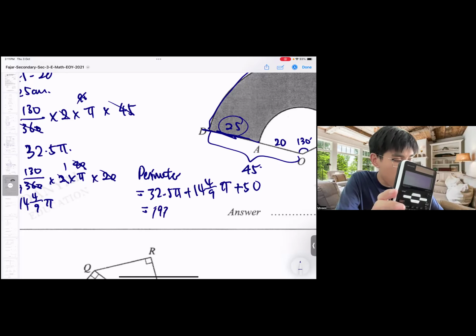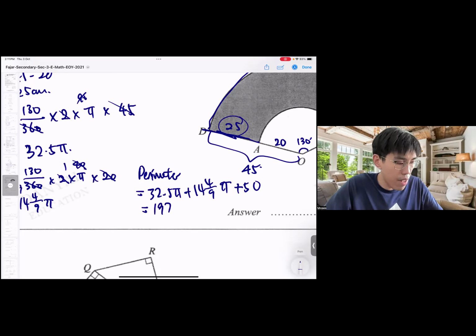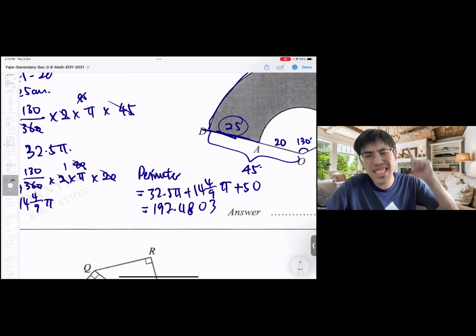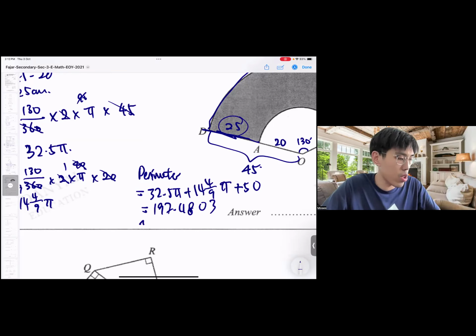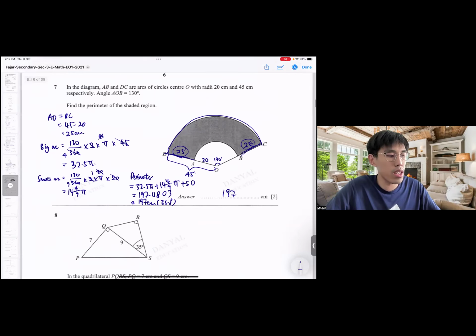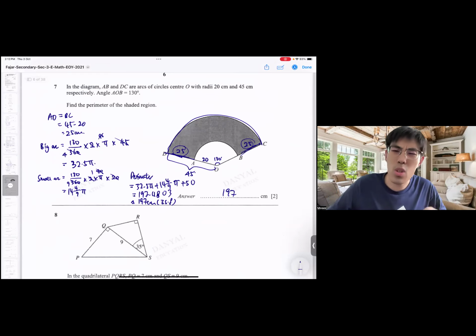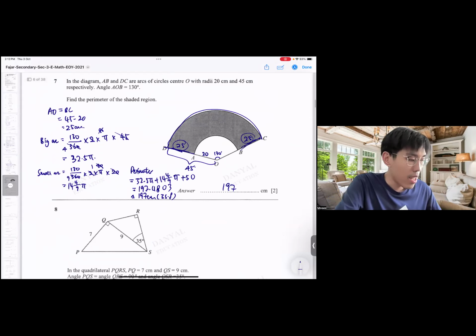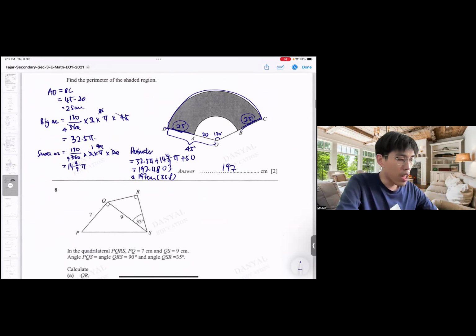197.48. Okay, this answer is confirmed correct and accurate. Okay, 4803. Then you do the rounding off one time, just one time. So it will be 197 cm to 3 significant figures. See, confirm nice. Everything, the working is clean and simple. No need to go and write all the decimals. I've said this so many times already. Okay, next.